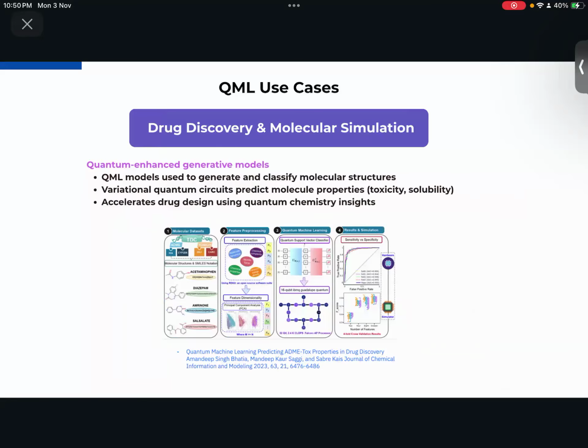We also have quantum machine learning algorithms for drug discovery and molecular simulation. There are several variational circuits to predict molecular properties, QML models to generate and classify molecules, and also to accelerate drug design using quantum chemistry insights. I guess you've heard about the latest achievement of Google, where they were able to show the advantage in quantum chemistry simulation using quantum computing.